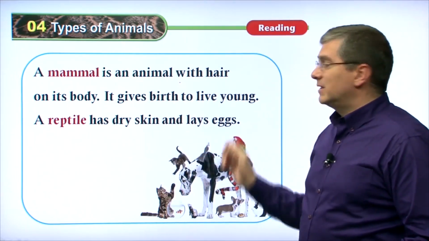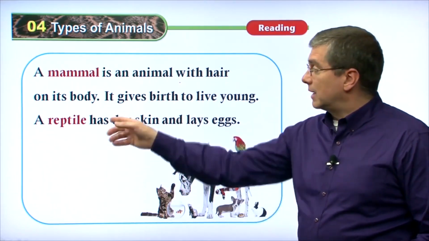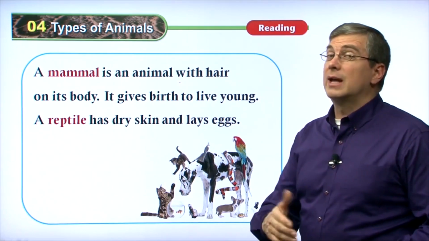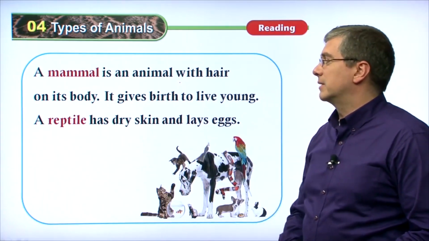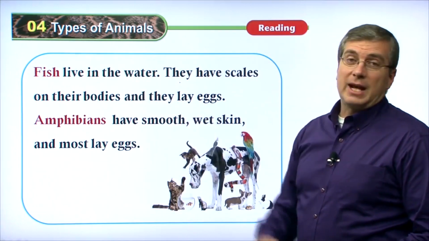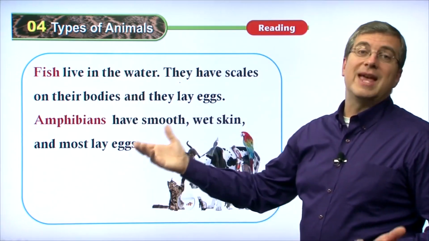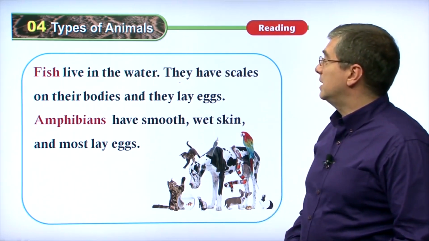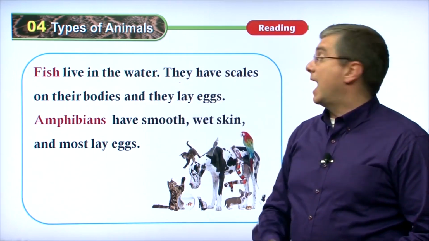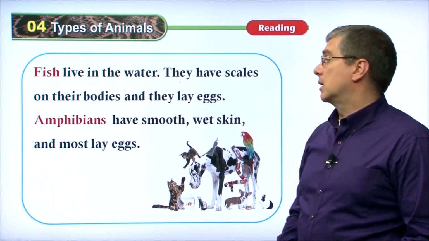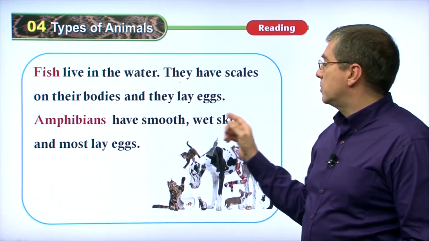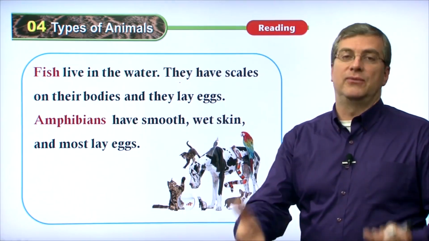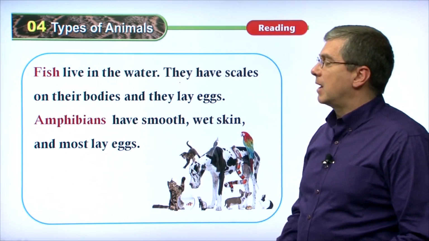A reptile has dry skin and lays eggs. So that's the second one. And what are the characteristics of a reptile? It has dry skin, it lays eggs. It also has scales on the skin, but those are 2 characteristics. Okay. Next category, fish. Where do fish live? They live in the water. Is there any extra detail about the fish? Yes, they have scales on their bodies and they lay eggs also, just like reptiles. Okay. Amphibians have smooth, wet skin and most lay eggs. Not all, but most amphibians lay eggs. So these are details about amphibians.